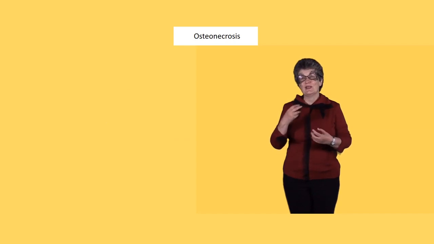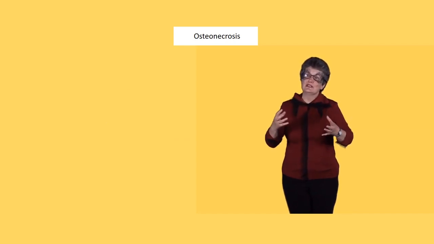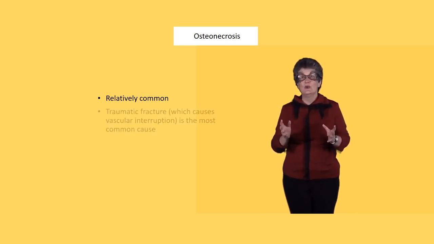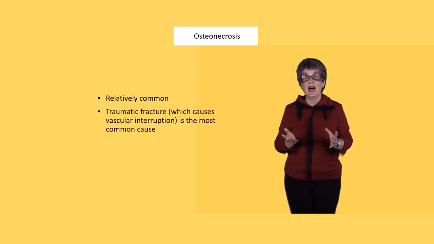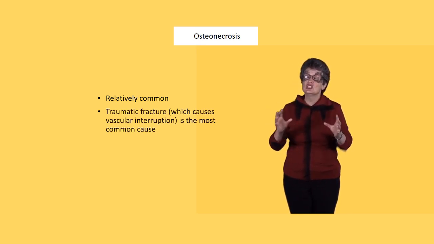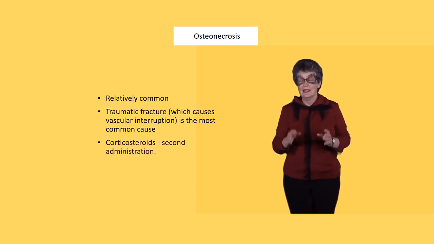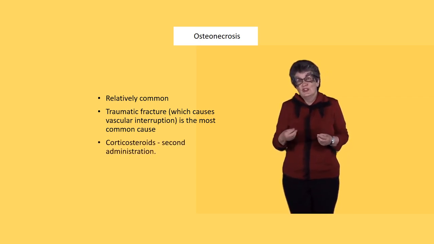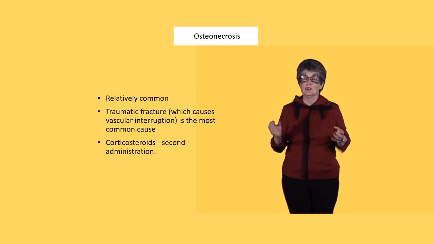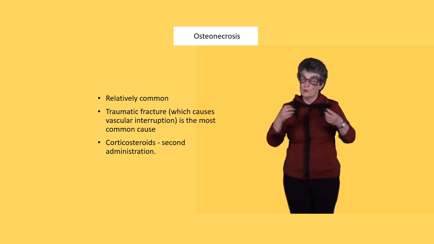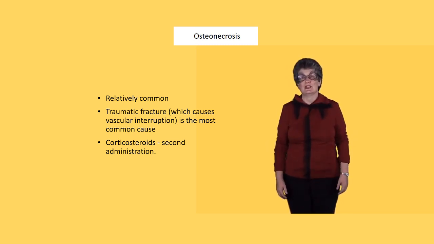Moving on now to think about osteonecrosis. This is a relatively common disease. It primarily affects the hip. It's due to a traumatic fracture which interrupts the vascular supply to the hip, just under the articular surface. Corticosteroids also affect the blood supply to bone. The first administration of corticosteroids often goes okay, but it can be a complication of second or prolonged corticosteroid administration.